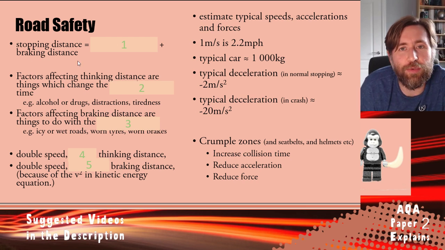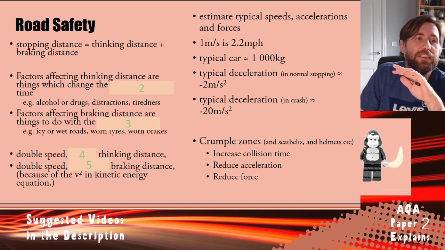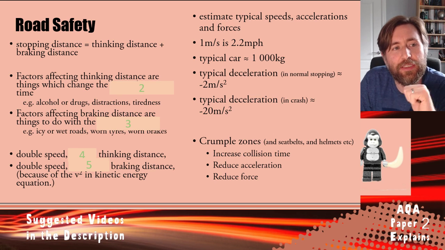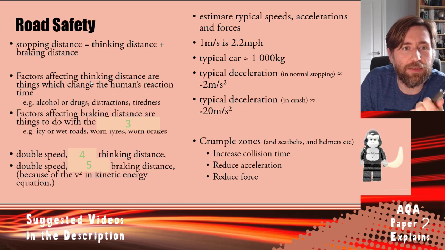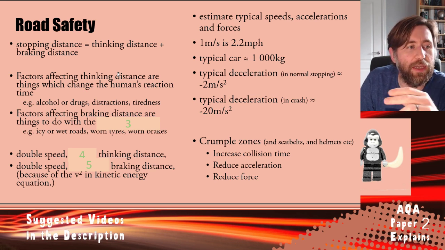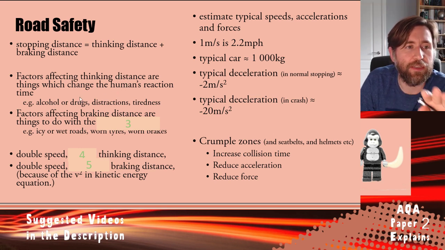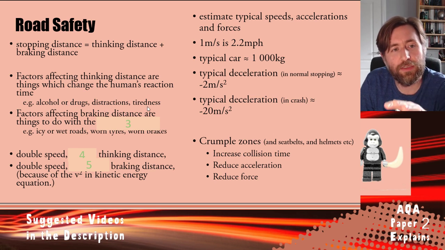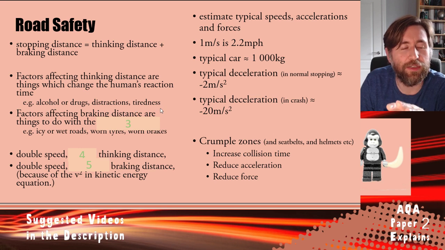Okay, road safety is an important part of paper two. The total stopping distance is the thinking distance plus the braking distance, and the factors affecting the thinking distance are things which change the reaction time of the driver. So think about thinking distance first as being separate from braking distance, and they add up to make stopping distance. Things that affect a human's reaction time are alcohol or drugs, distractions, which is a really important one for you teenagers, and tiredness is another one as well.